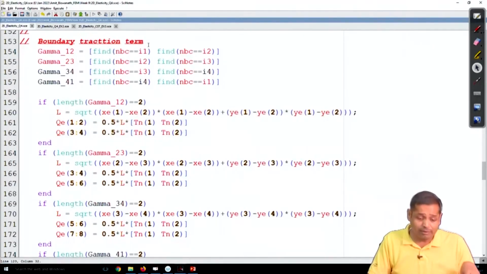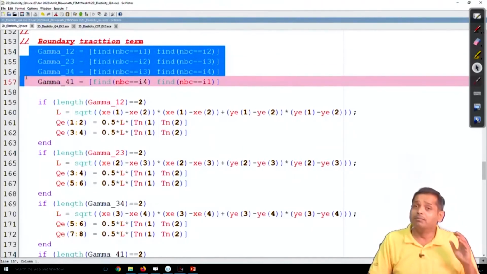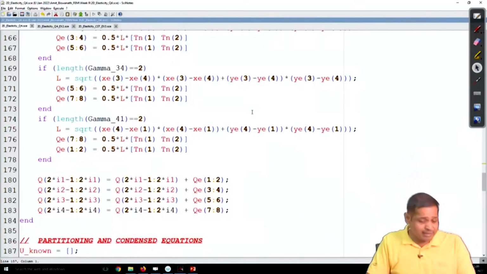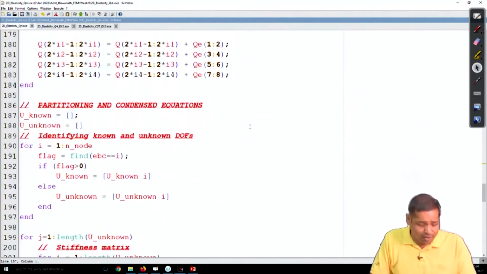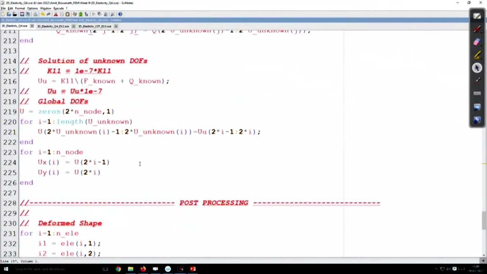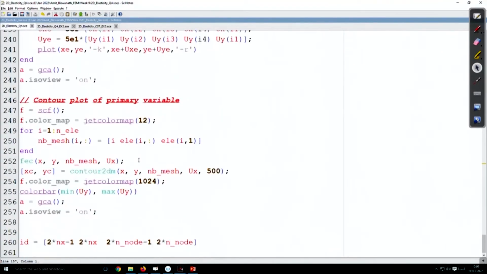And then the boundary traction term, this identification of the boundary of the element where the natural boundary conditions are prescribed. It is exactly the same as the triangular element, and once we have this, the rest of the code is exactly the same. We impose the boundary condition, get the solution, and then plot it.